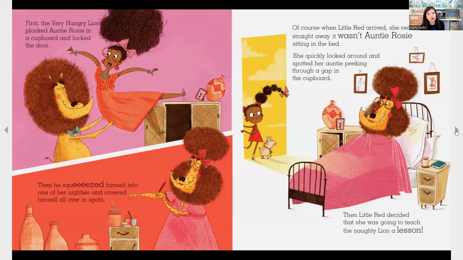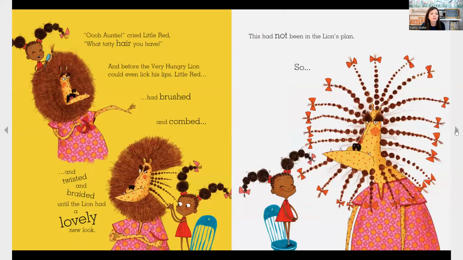Of course, when Little Red arrived, she knew right away that it wasn't Auntie Rosie sitting in the bed. She quickly looked around and spotted her auntie peeking through a gap in the cupboard. Then Little Red decided that she was going to teach that naughty lion a lesson. Oh, Auntie, cried Little Red, what tatty hair you have. And before the very hungry lion could even lick his lips, Little Red had brushed and combed and twisted and braided until the lion had a lovely new look. This had not been in the lion's plan.